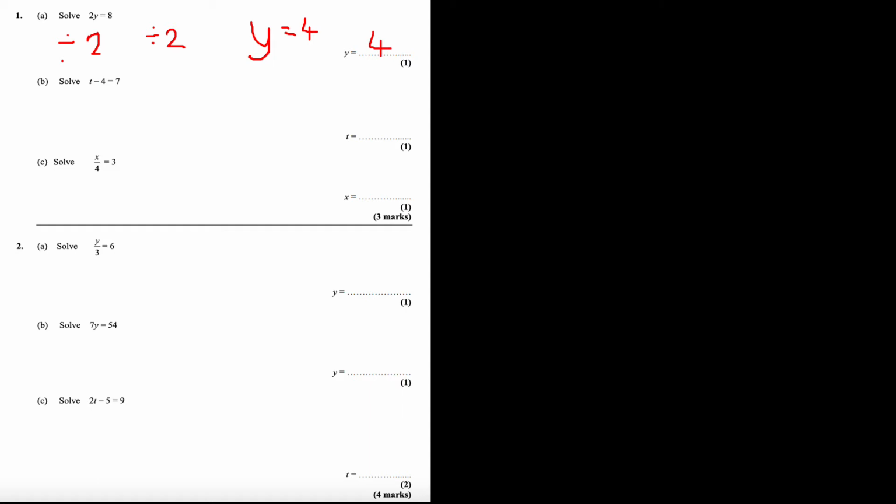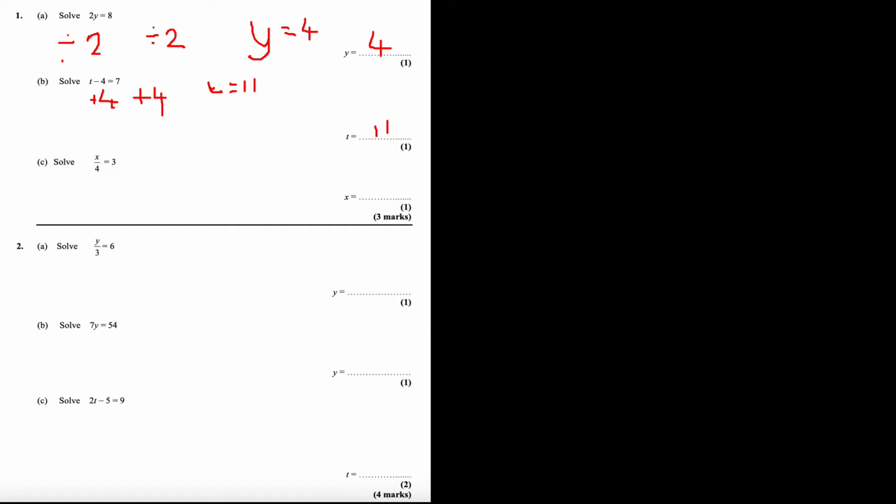Part B, solve t minus 4 is 7. Well, adding 4 to both sides to balance the equation, and we are adding 4 because we are doing the inverse operation, so we are doing the opposite operation. The opposite of minusing 4 is to add 4. So 7 add 4 is 11.